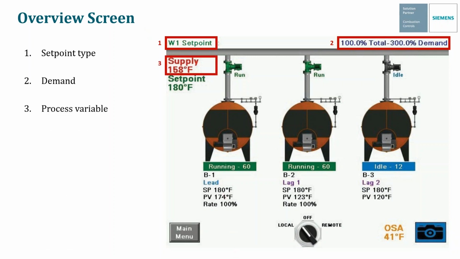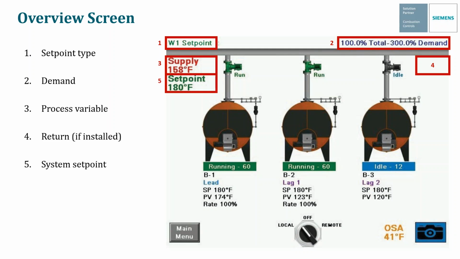The process variable is also listed here in the top left corner in red. So that just means the supply temperature for the system is 158 degrees Fahrenheit. If we had a return temperature sensor installed, it would actually be shown here in this box on the right.